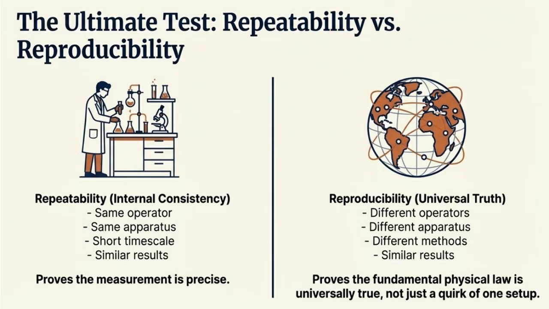On the other hand, reproducibility takes it a step further by involving different people, different equipment, and even different methods, yet still arriving at similar results. This proves that the finding or physical law holds true universally and isn't just a coincidence or specific to one particular setup. Both are important, but reproducibility is what really confirms the fundamental truth of a result.